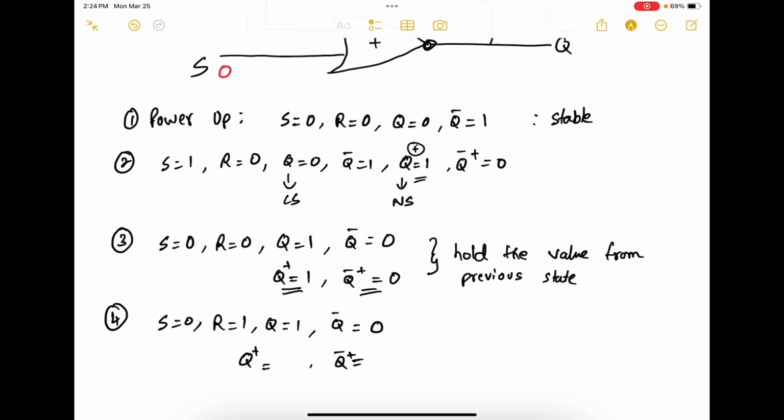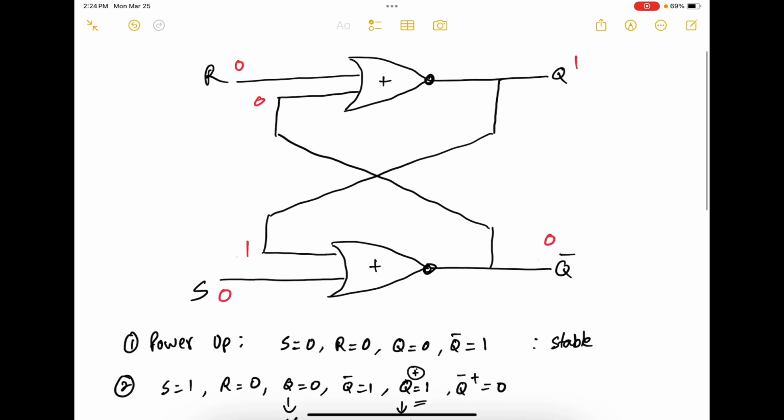Let's figure that out. In this step, I was told that R is 1, S is 0, Q is a 1, and Q prime is a 0. So let's see what happens here. So you have this 0 propagating here. 1 nor 0 is going to be a 0. So this changes to 0. This 0 propagates all the way down here. 0 nor 0 will be a 1.